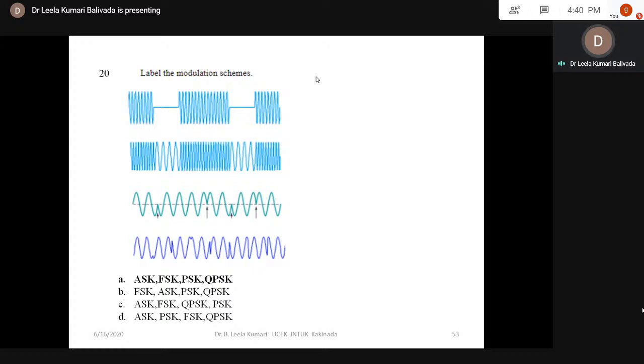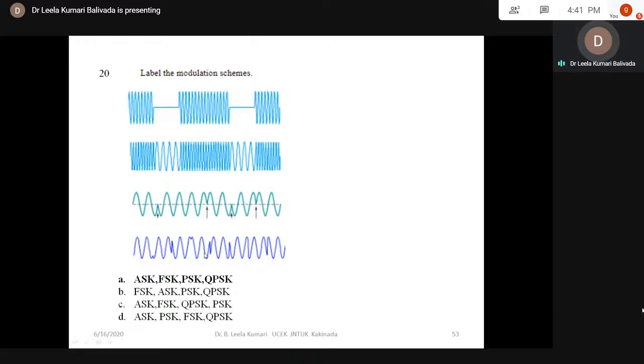Label the modulation schemes. So 4 different graphs are given here. If you see the first one, it shows that it is amplitude shift keying, because there are 2 amplitudes here. One is transmission of the carrier, another one is turning off the carrier. So this is amplitude shift keying. And if you observe the second graph, it shows 2 different frequencies. Therefore, this is frequency shift keying. And in the third graph, there exist 2 different phases. This is one phase and this is another phase. So only 2 phases exist. Therefore, this graph is PSK.